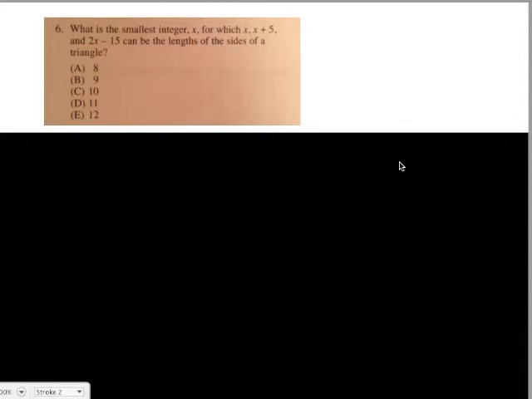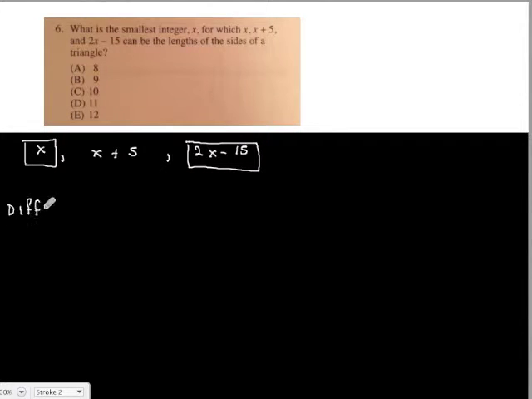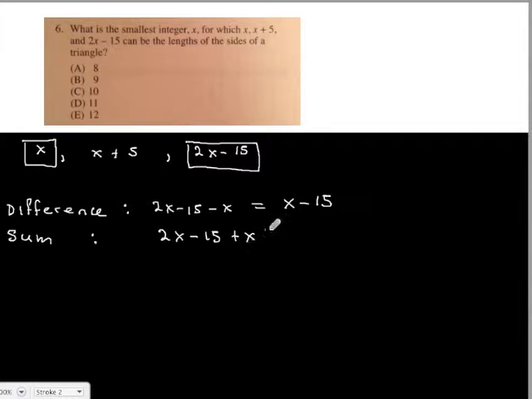Moving on to another question here. Again, pause the video and try this on your own. Okay, so this one here, you can pick any two sides. You have x, the other side is x plus 5, and the third side is 2x minus 15. So let's just say that I picked these two sides here. And the difference between those two sides is 2x minus 15 minus x, which is essentially x minus 15. And the sum is the same two sides, 2x minus 15 plus x, which is 3x minus 15.